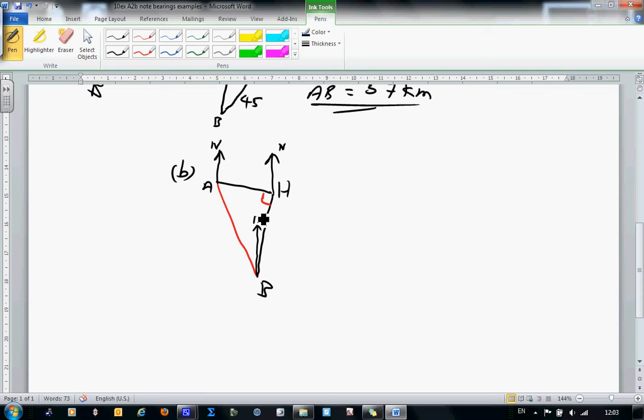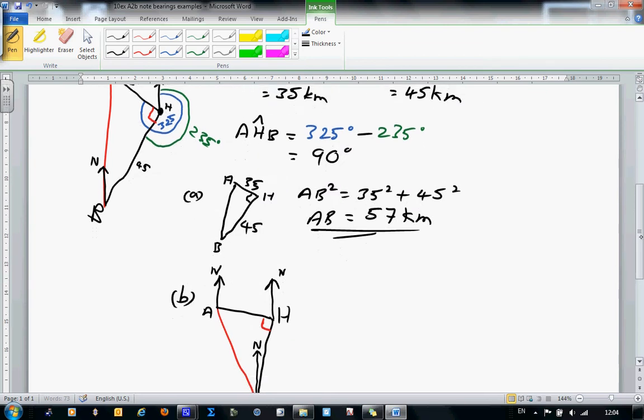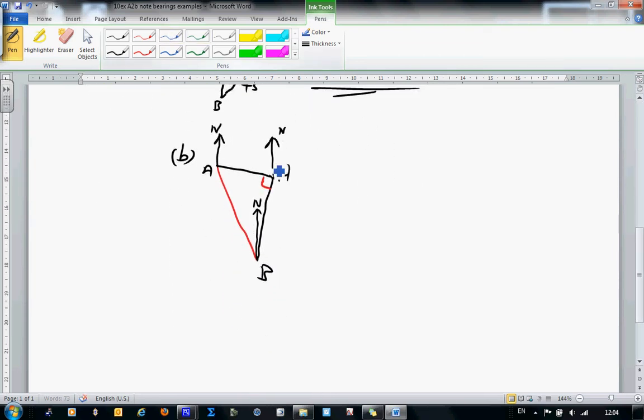Well, we said earlier, using the blue one, that is 325 degrees. Okay, so that would mean that this blue angle in here is 360 minus 325, which is 35 degrees. So let's clear some of this out. That's now 35 degrees.